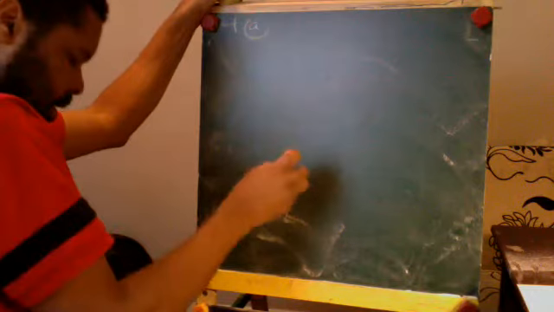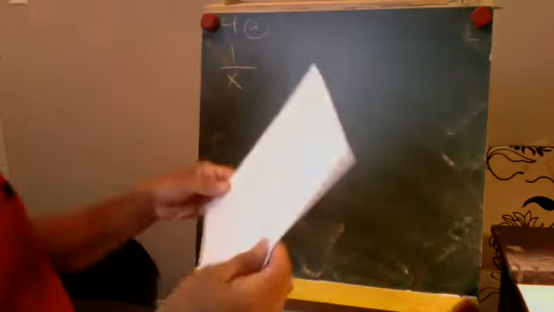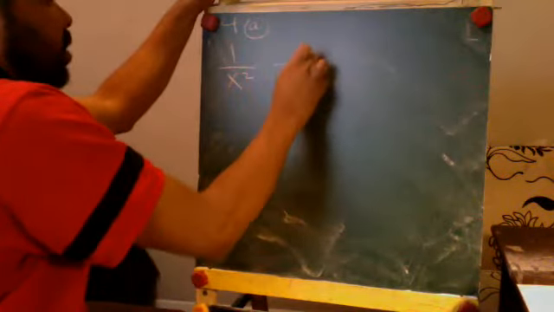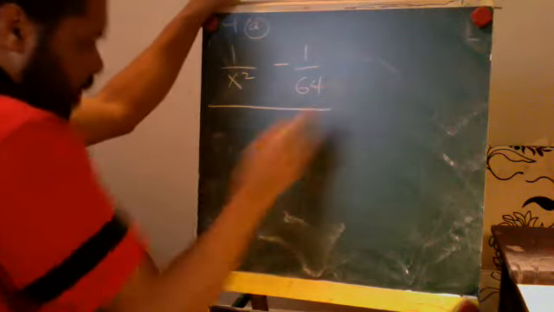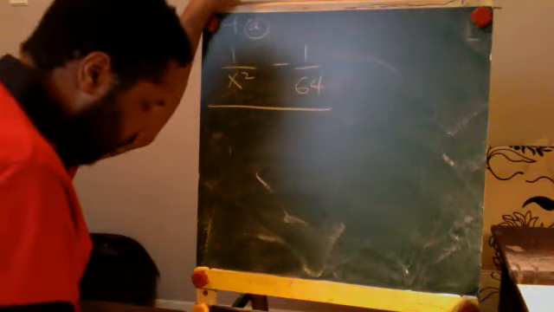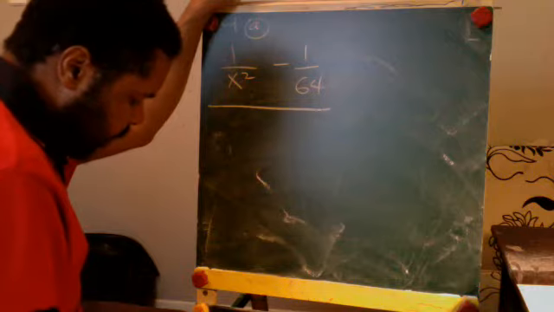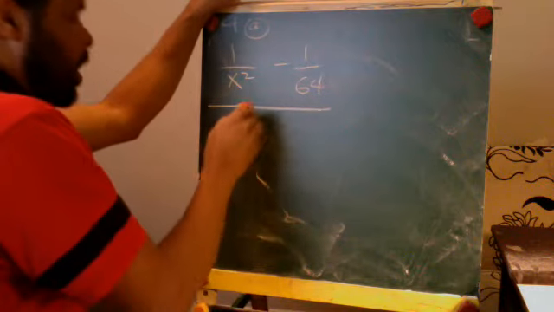Right, so here's our first problem for A. We want to simplify 1 over x squared minus 1 over 64. All of that is going to be over 1 over 8 plus 1 over x.